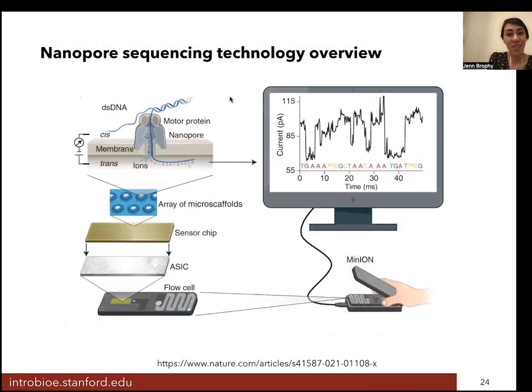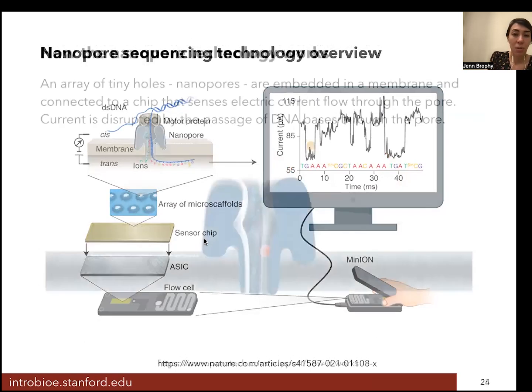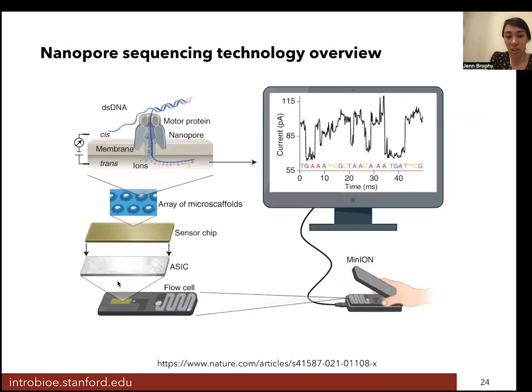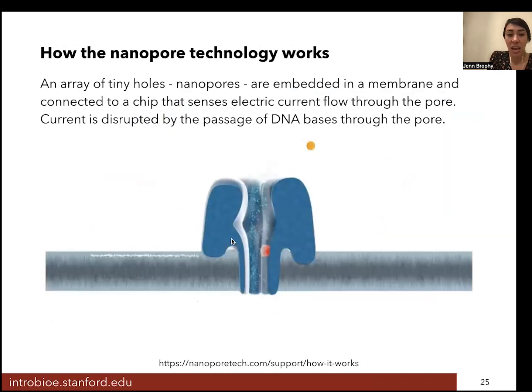All right, our last technology that we're going to talk about is nanopore sequencing. This is not sequencing by synthesis. This is a little bit different. You basically have a sensor chip with an array of nanopores, little holes on them, and you then measure the current as it passes through these nanopores. What does that mean? Okay, so on this chip, like I said, there's this array of tiny holes, these nanopores. They're embedded in a membrane that's connected to a chip that measures current. And the current is disrupted by the passage of DNA bases through the pore.